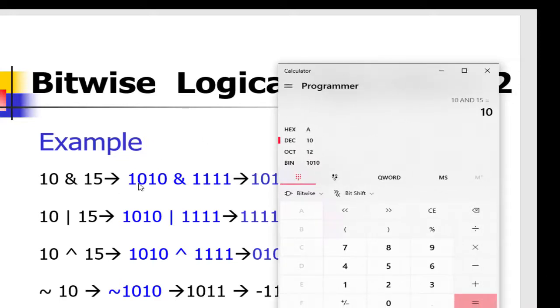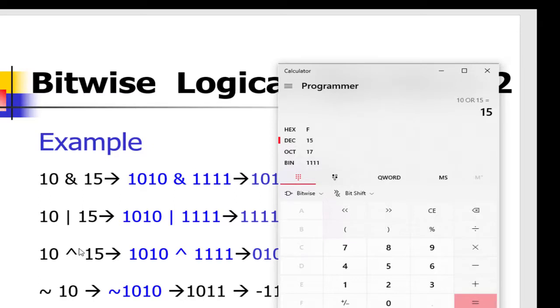The next one is 10 or 15. You can clear, 10 or 15, equals 15. So the answer is 4 ones, and this basically equates to 15.